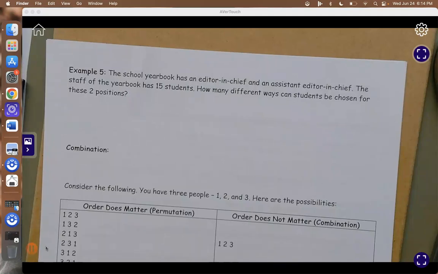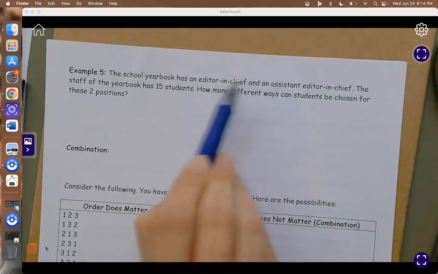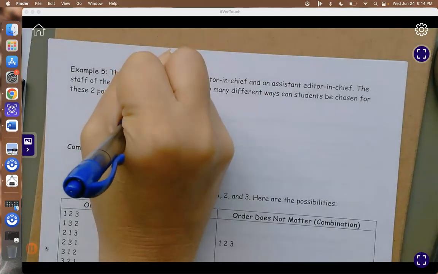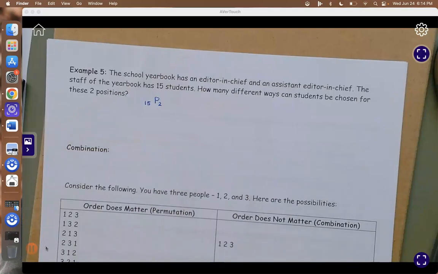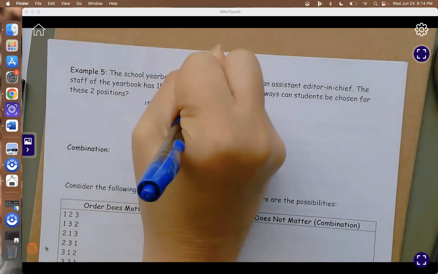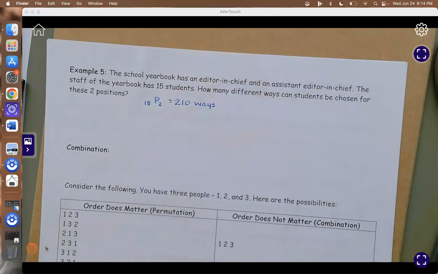The school yearbook has an editor-in-chief and an assistant editor. The staff of yearbook has 15 students. How many different ways can the students be chosen for these two positions? Because they have titles, order is important. So 15P2. Take a minute and type that into your calculator. All right, and that's going to be 210 ways. And that's all we're going to do for today.